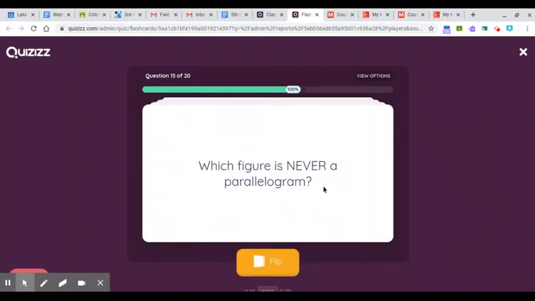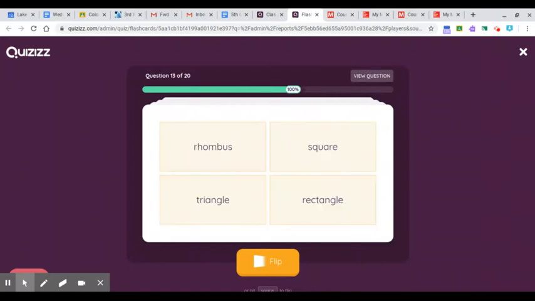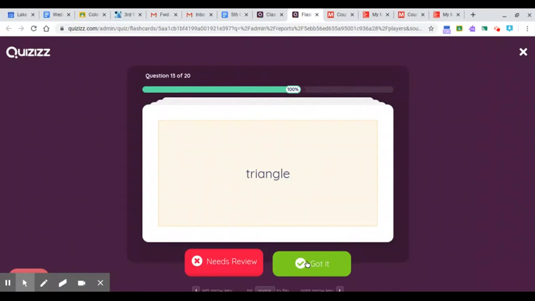Which figure is never a parallelogram? Well, let's see. A rhombus is, a square is, a rectangle is. Well, that leaves triangle. Okay, that's never going to be a parallelogram because it only has 3 sides.